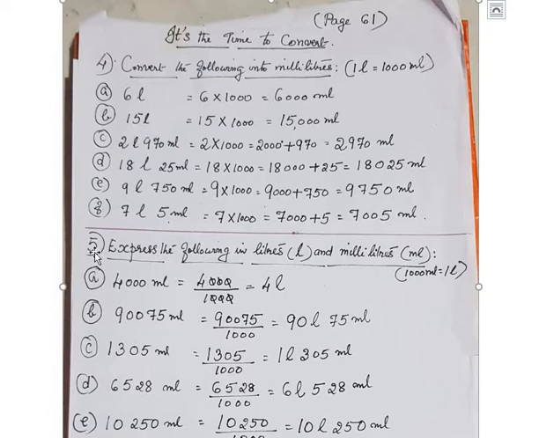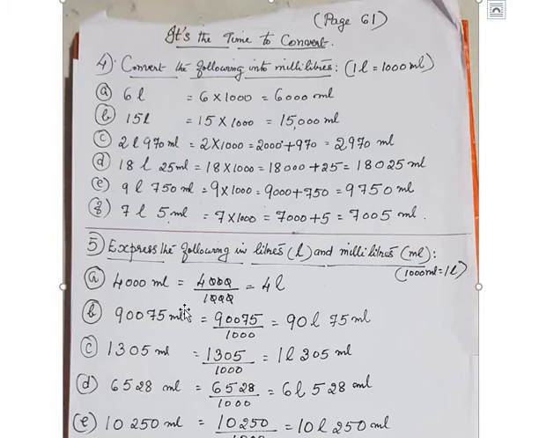Next one, that is the fifth number. Express the following in liters and milliliters. Here milliliter is given, you have to write it as liter and milliliter. For that we take the reverse method, 1000 milliliter equal to 1 liter. So 4000 ml means 4000 upon 1000. The zeros can cancel each other. So what do we get as the answer? 4 liter.